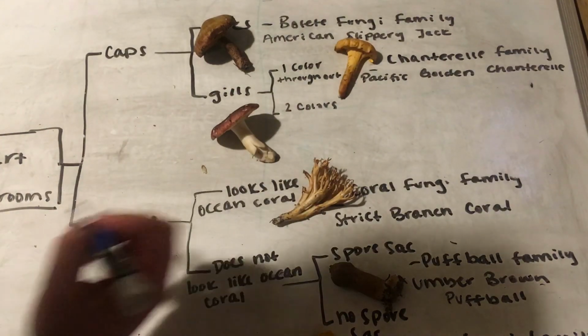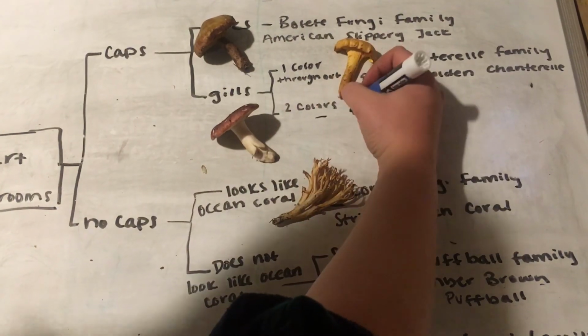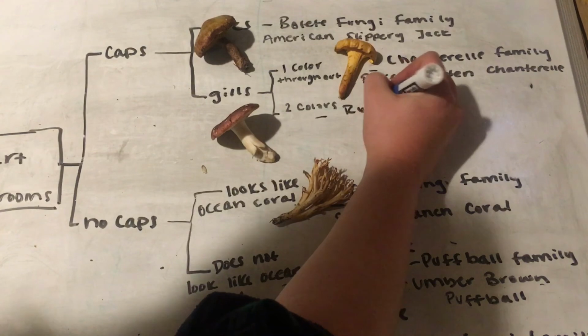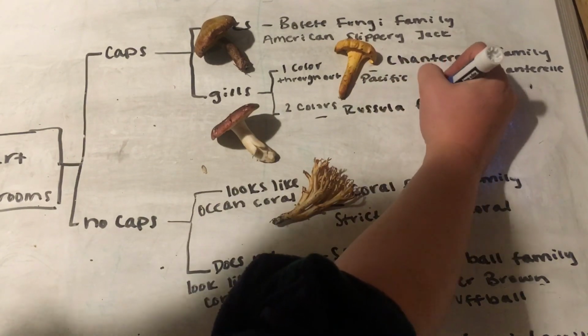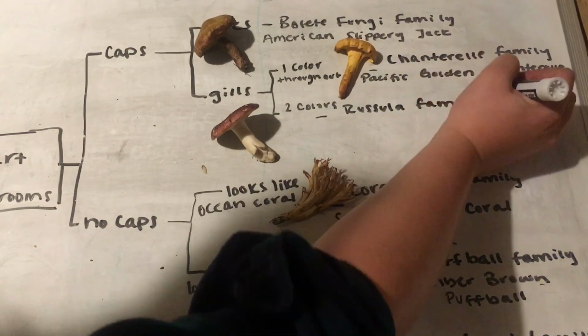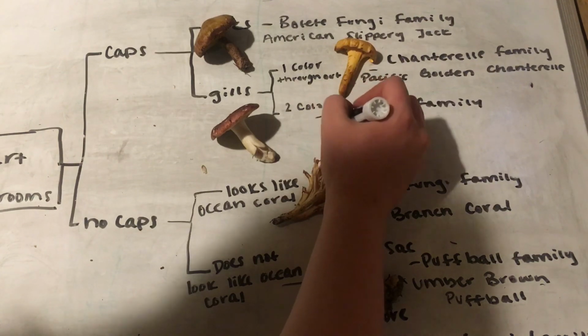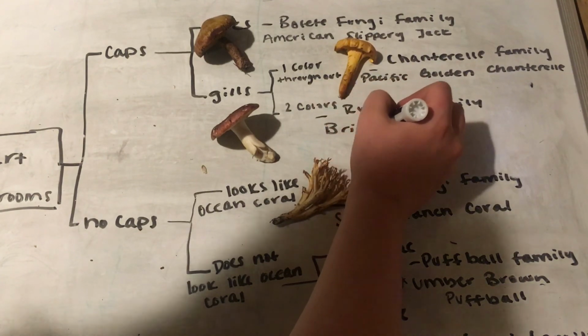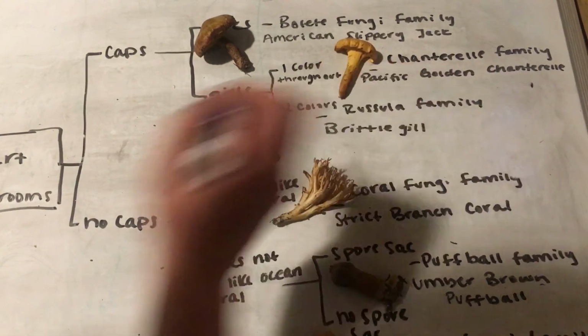Our final mushroom, which has 2 different colors throughout, is in the Russula family. Russulas often have a red cap, a white stem, and white gills. They are really common all over the area, especially this time of year. This Russula is called a brittle gill.